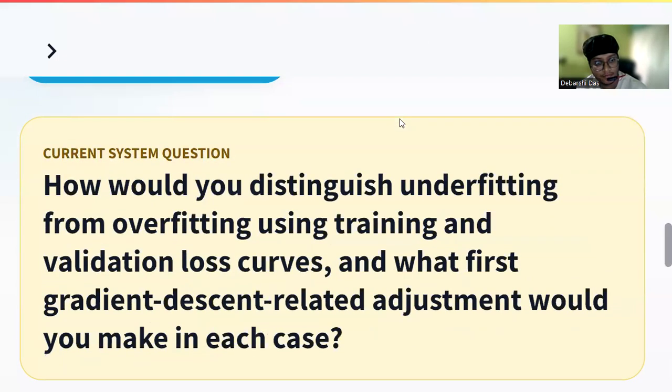How would you distinguish underfitting from overfitting using training and validation loss curves? And what first gradient descent related adjustment would you make in each case?